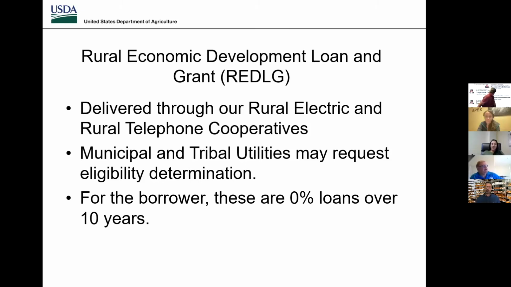The grant is done under the same program. It's not a grant per se to the borrower. The grant goes to the utility or the co-op, and they utilize that to create a revolving loan fund. But again, those loans are put out at 0% for 10 years. If your tribal utility is interested in something like that, we're happy to work with them and coordinate the eligibility determination, as that has to be done up in Washington D.C., and get these funds deployed.